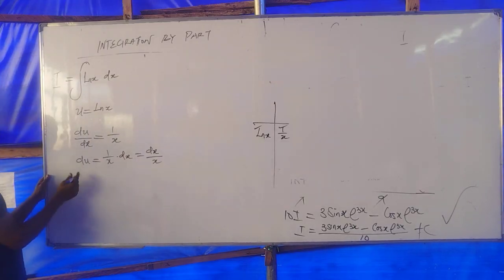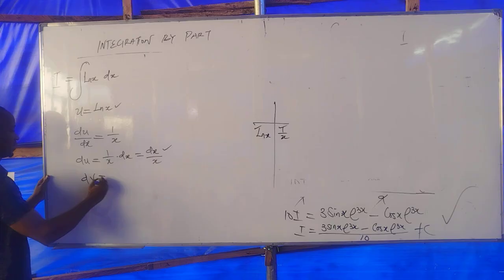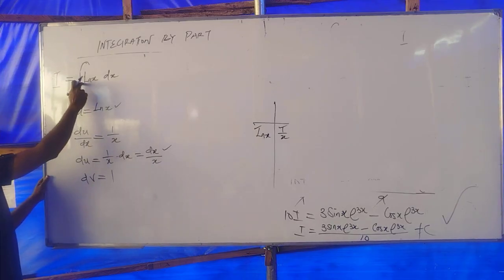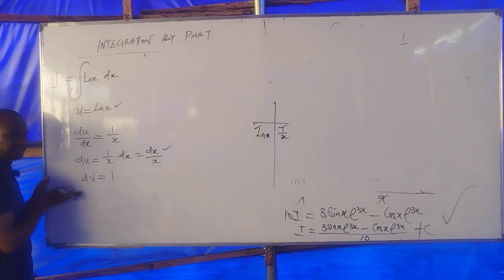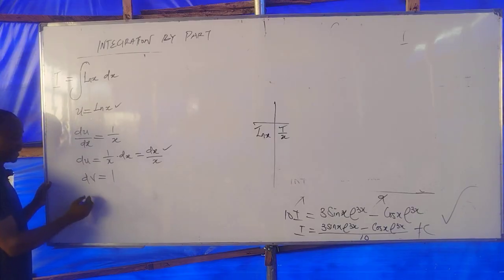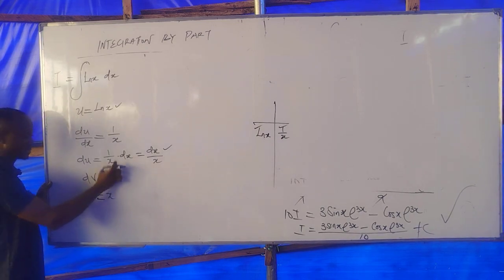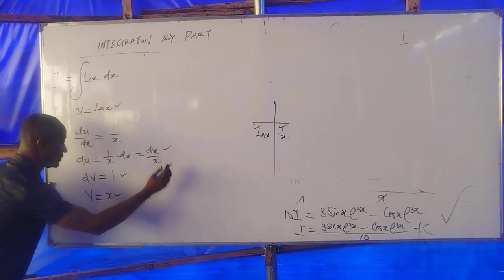Okay, now we have our u, we have our du. Our dv is equal to 1 from here. If u is ln x, our dv becomes 1. Now to solve for v, we have to integrate dv. So the answer for v is x. When you integrate 1, you get x. When you differentiate x, you get 1. So the reverse of this is still x. Now we have our v.